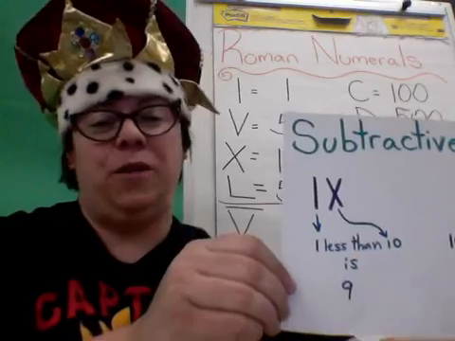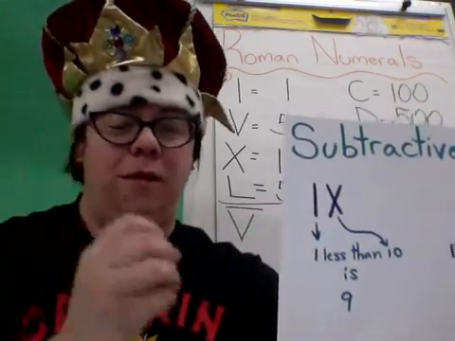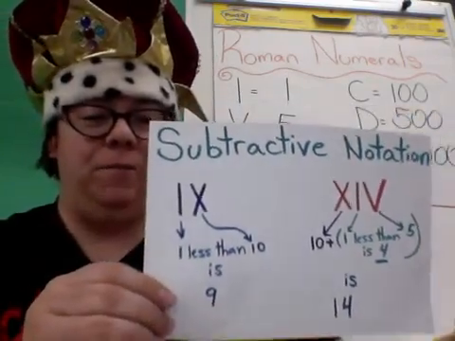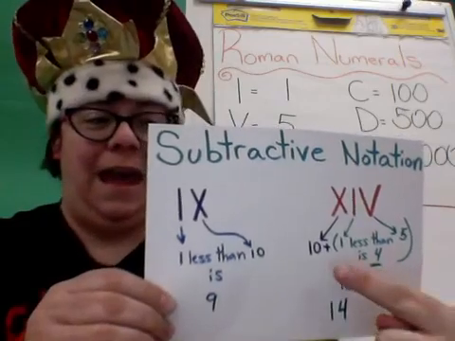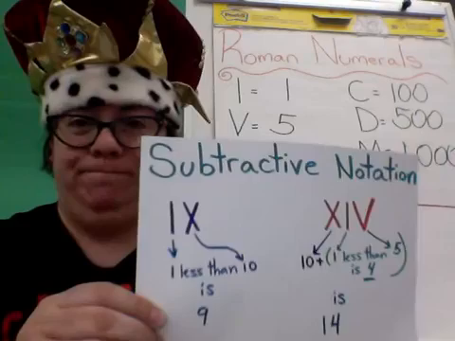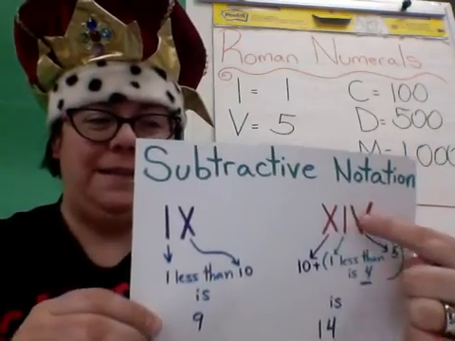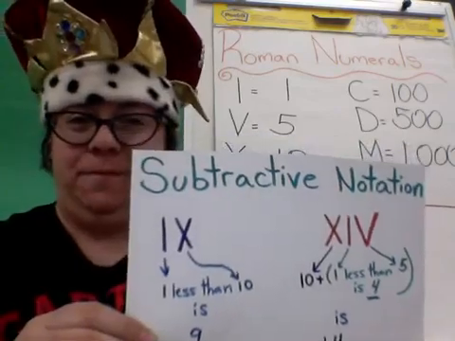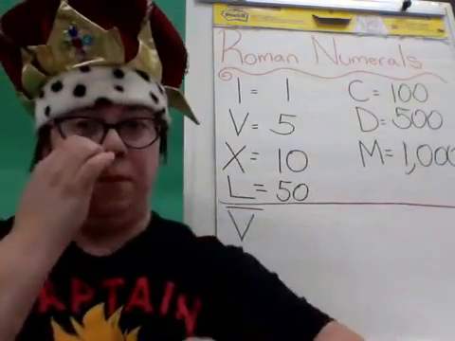Now it gets even more confusing when you have larger numbers and then you're putting smaller numbers in front of them. Such as for our number 14. You have a 10, and you are adding that 10 to the subtraction problem. So 10 plus 1 less than 5, which is 4, is 14. Smaller problems like this, not a problem.